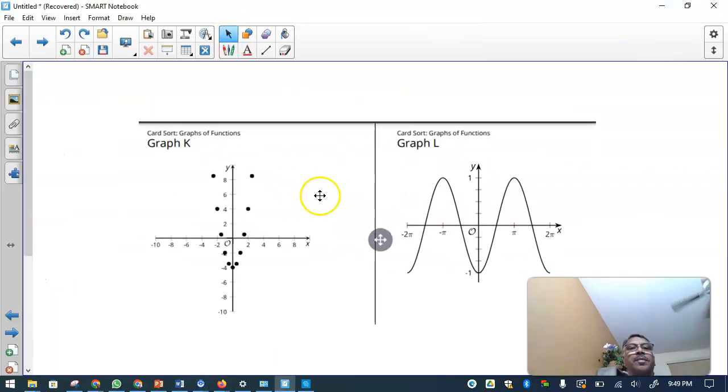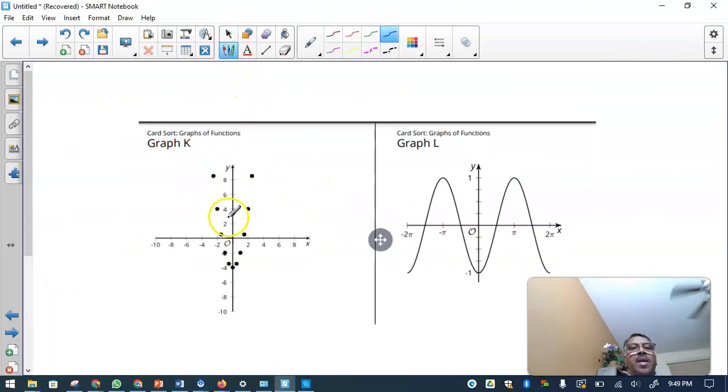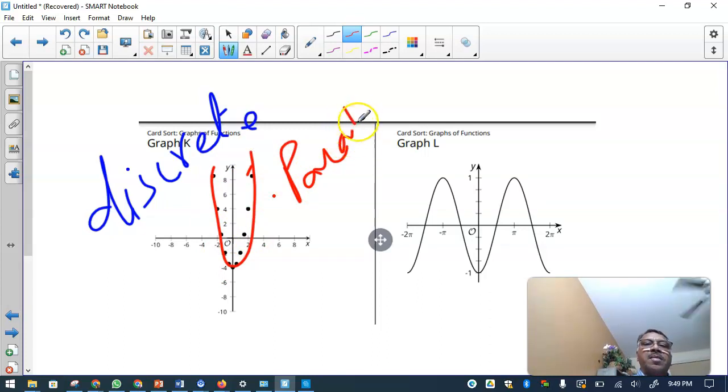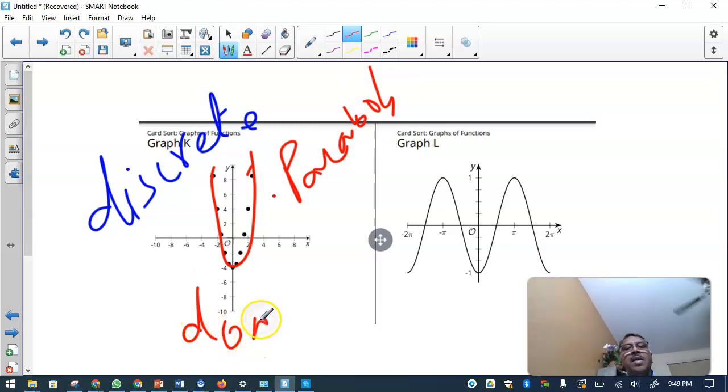Okay, the next one you can see is discrete, very clearly discrete. Oh no, this is discrete, but it is like parabolic. Can you see this is parabolic? It is defined only for a few values of the domain, not everything. Maybe it goes up like this, but for only certain x values. That's discrete, and it's not periodic.